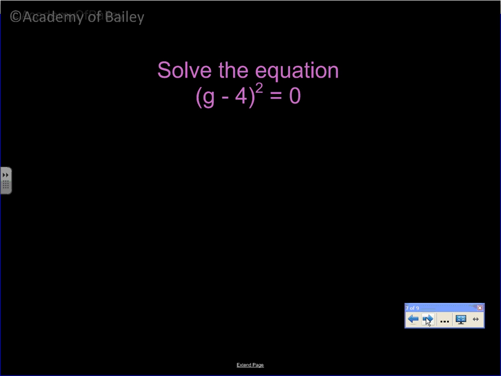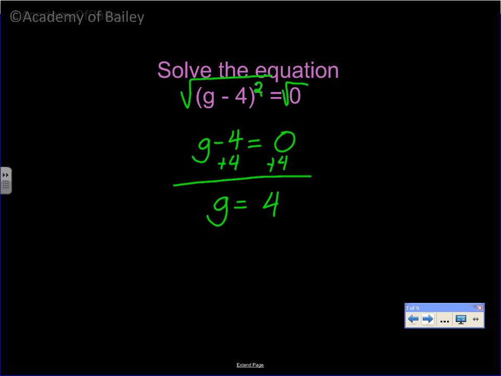Looking here at this one, you know the opposite of squaring is taking the square root. So the square root and squaring cancel each other out. So we have g minus 4 is equal to the square root of 0, which is 0. Add 4 to both sides. So g is equal to 4. And if you had worked this out like we did in the previous example, you would have gotten two answers. Both of them would have been positive 4.